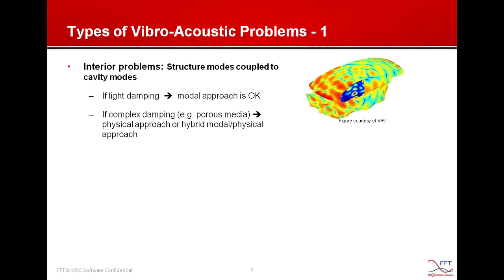However, when the damping is important and localized, for example, in the porous material or in the rubber sealing around the window, we will need to use a physical approach. In Actran, we could also combine the physical approach with the modal approach to build a hybrid model.